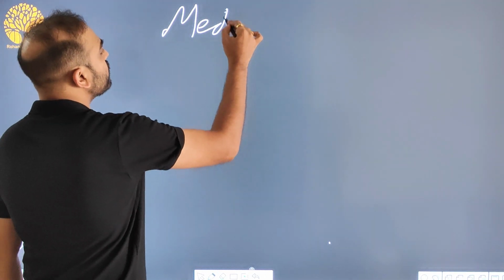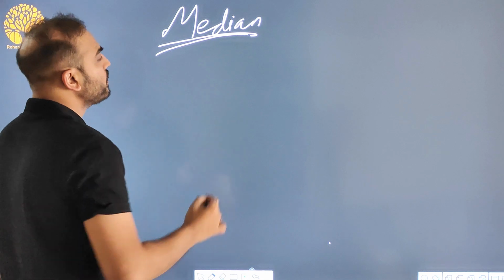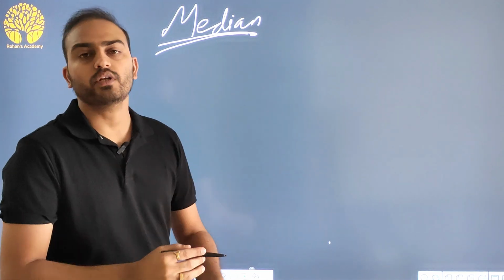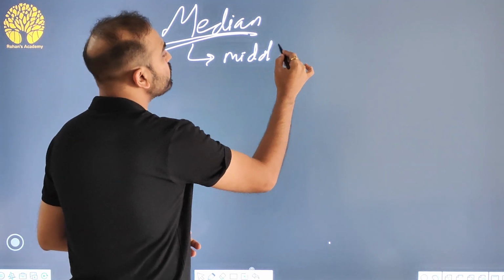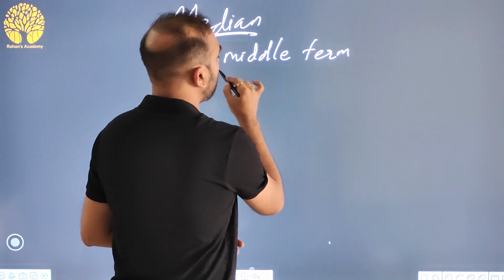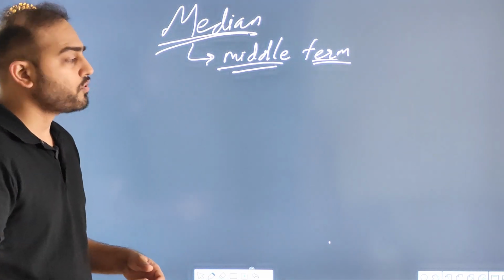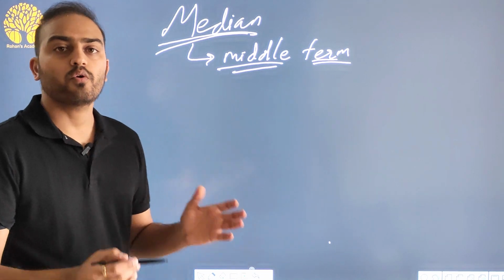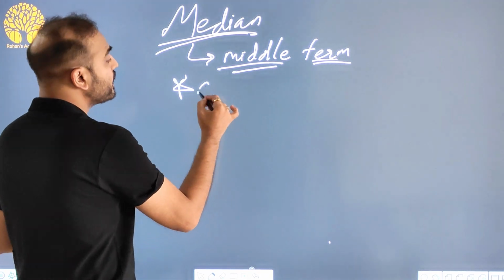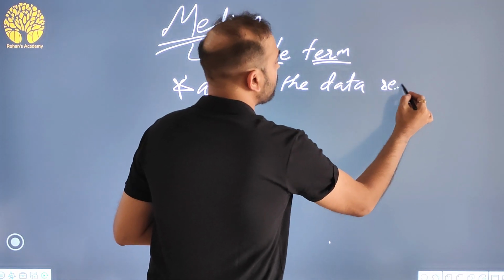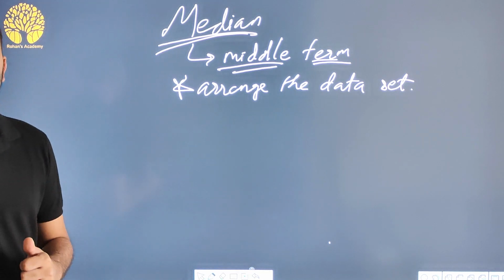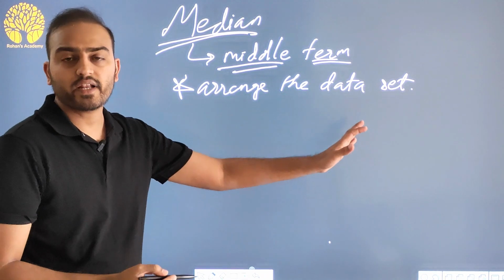All right, so from calculation of average, now we move to the calculation of median. Now median, as we said, is the middlemost term of the data set. For that, one thing is super important: you have to compulsorily arrange the data set. You can't just say that whatever the data is given, we take it as it is.